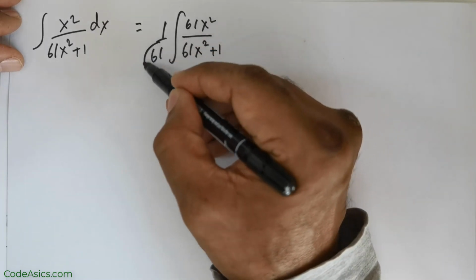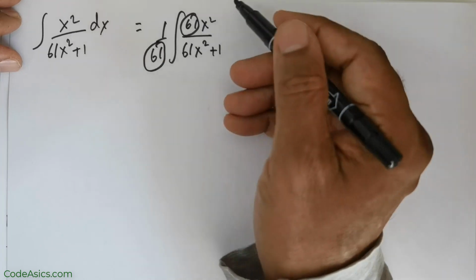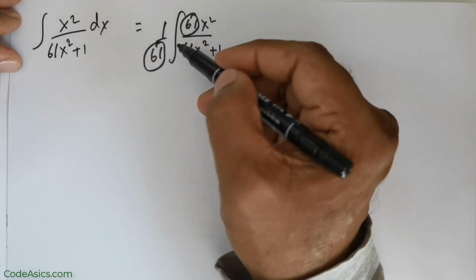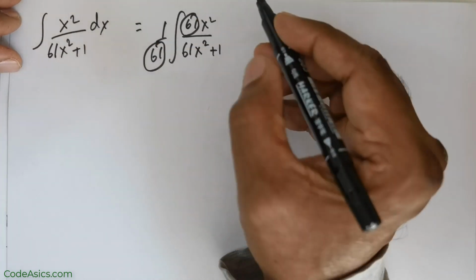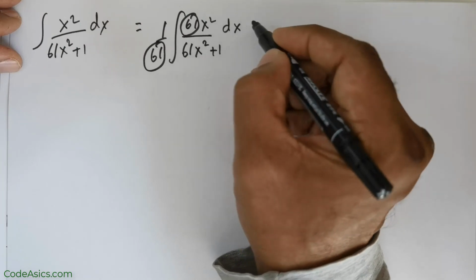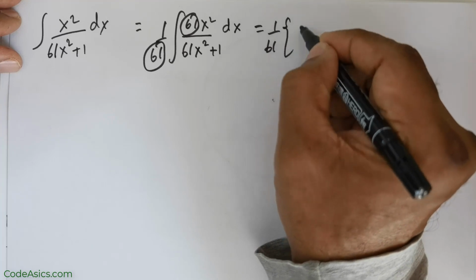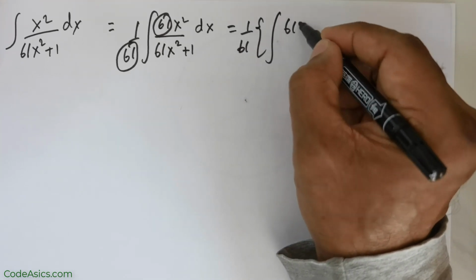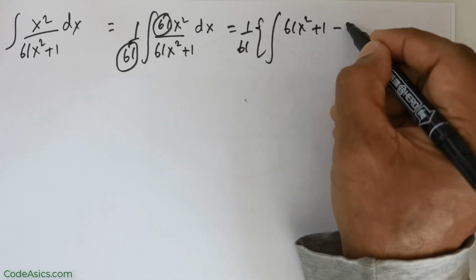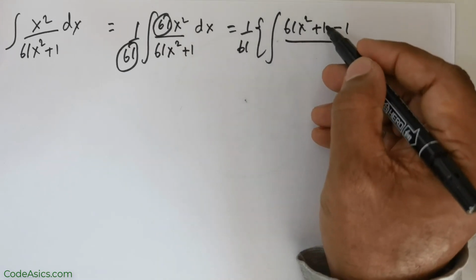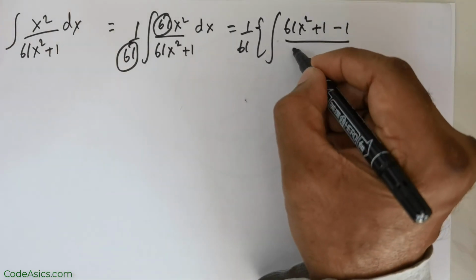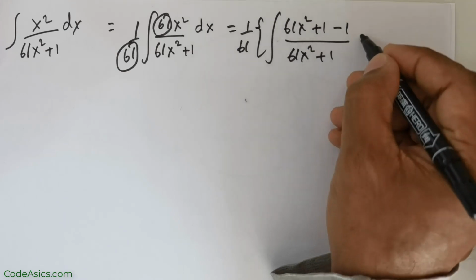So what I'm doing is just this quantity. This is not going to change the integral at all. We will still have the original given question. Now what I would like to do after this is add a 1 here and take away a 1. This also will not change the integral. So this is what we have got.